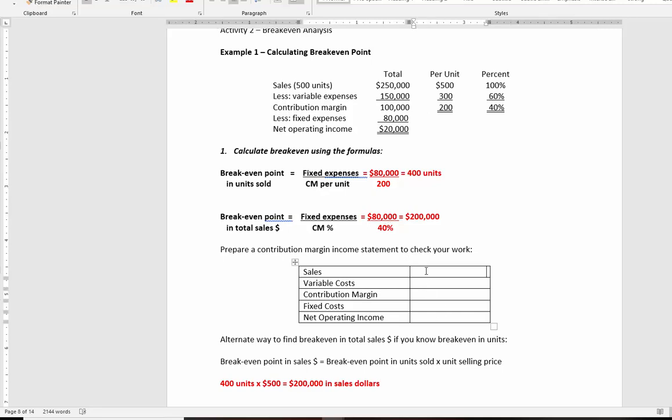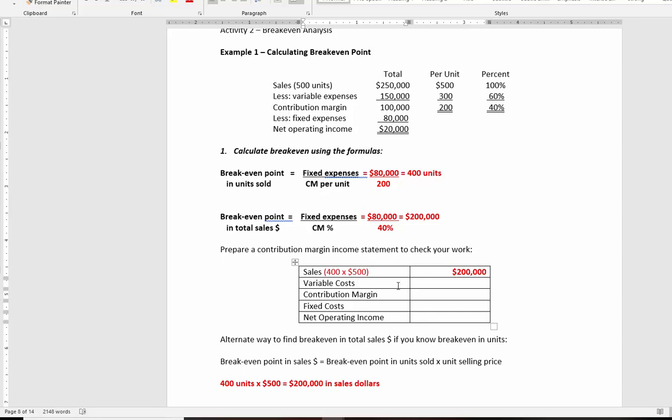All right, so now let's take a look at our income statement. So if we are break-even, we're saying that our sales are going to be 200,000. Okay, the other way to look at that is it's 400 units times $500 selling price per unit. Now, how much will our variable costs be at break-even? Be careful, our variable costs are not going to be $150,000. Why? Because variable costs change with activity. So if your sales are changing, then your variable costs are changing. They're not going to be the same.